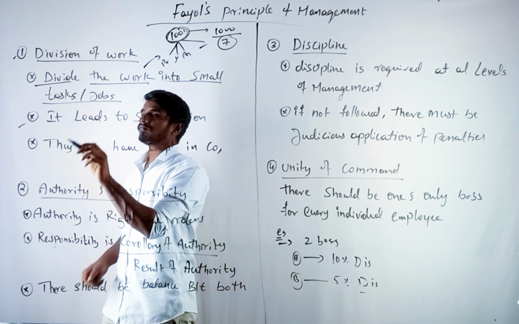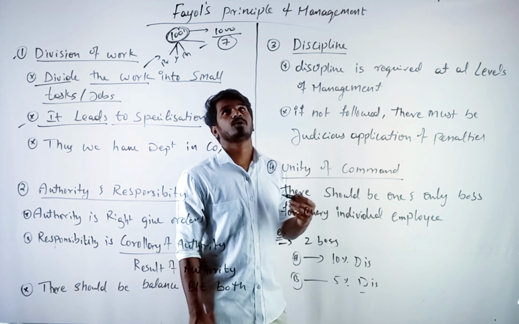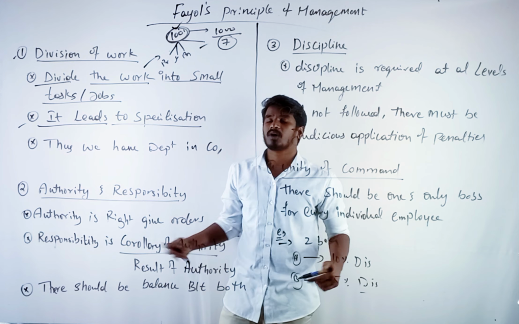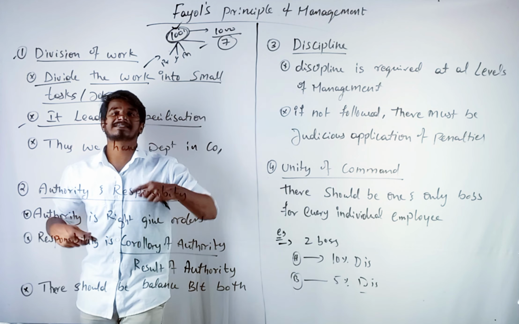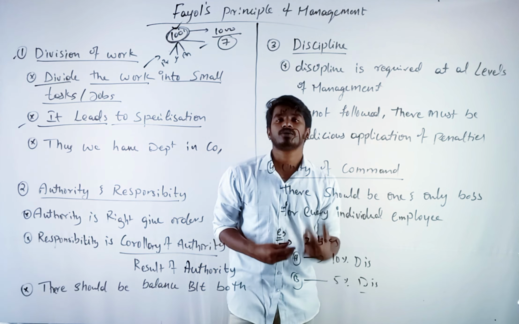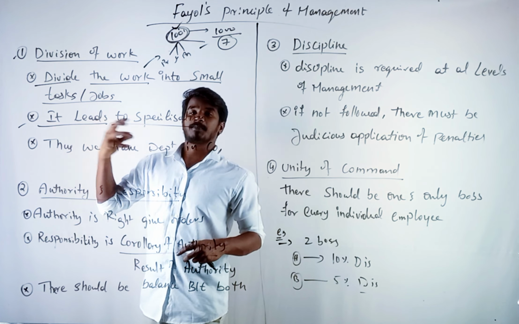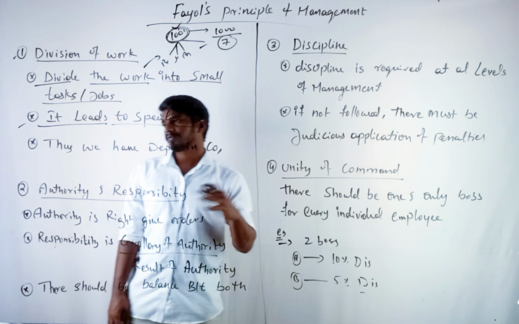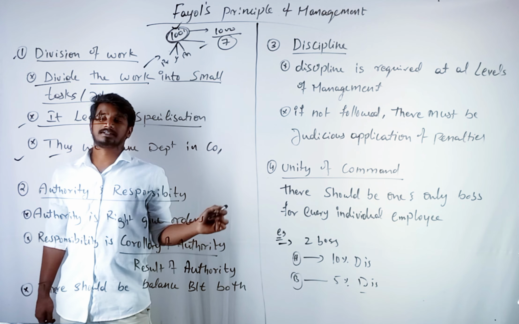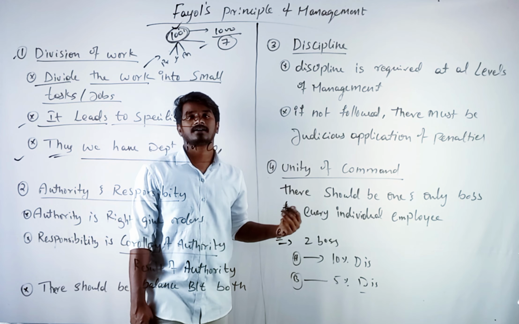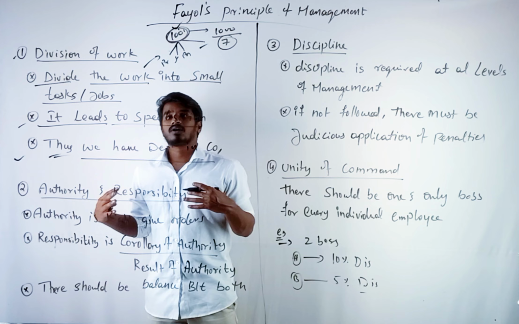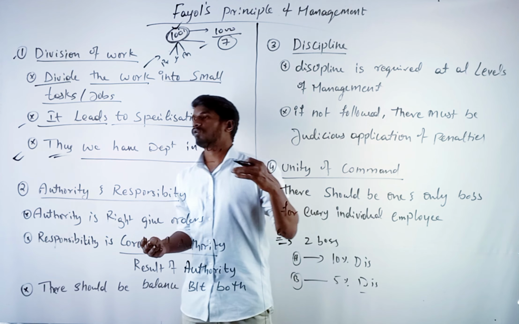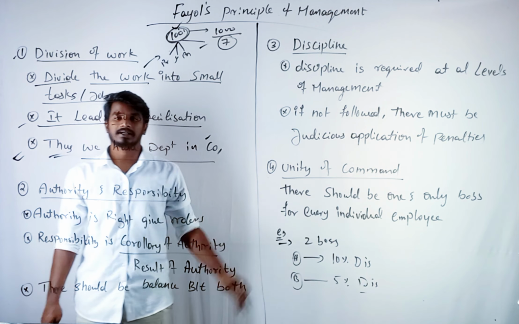Correct. Next, it leads to specialization. If we divide the workers into sales department, marketing department and production department, what will happen? If they continuously work in the same field and do the same job for a number of years, they will become specialists in that field. Obviously, yes, they will be used to it. Thus we have departments in the company. Normally if you visit an organization, there will be any number of departments. You know it already. This is the reason for those departments.